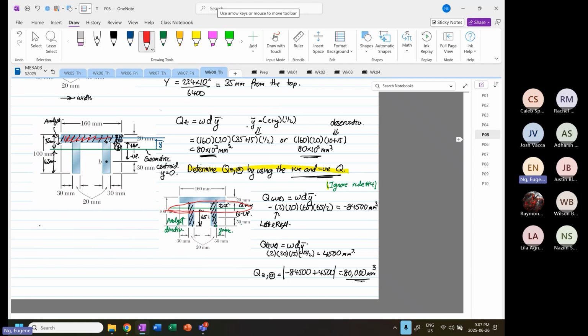So the thing about most of what we are doing down here that is complex is the first moment of area. Okay, the first moment of area is always the most difficult. I'm going to do the same problem. And again, for the past 45 minutes, I've been focusing on first moment of area.